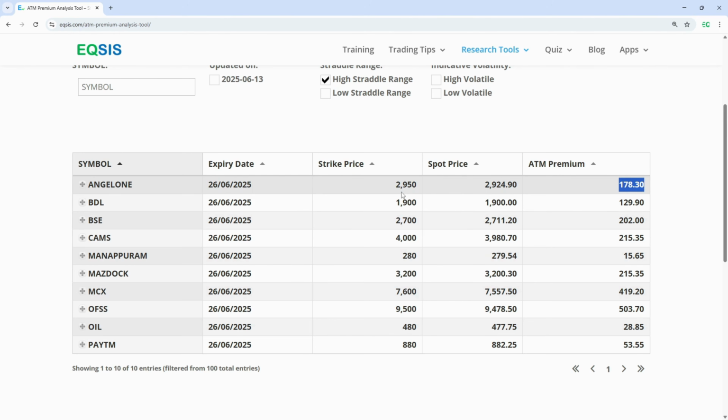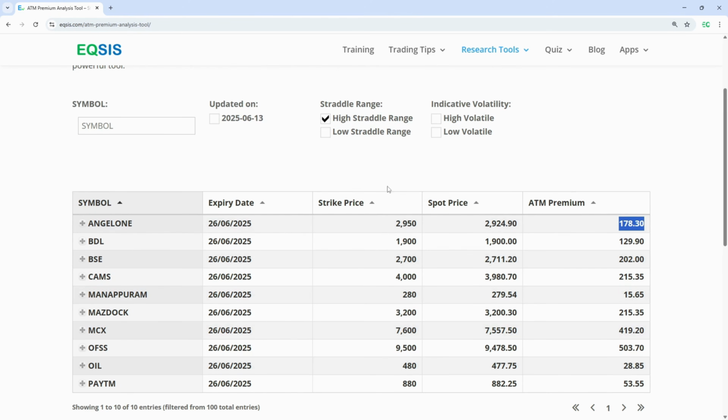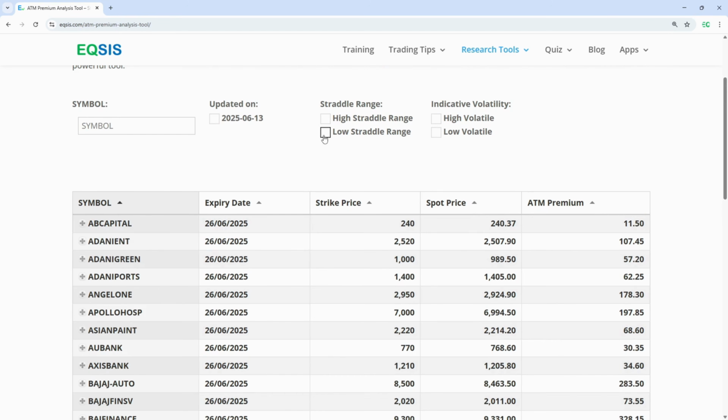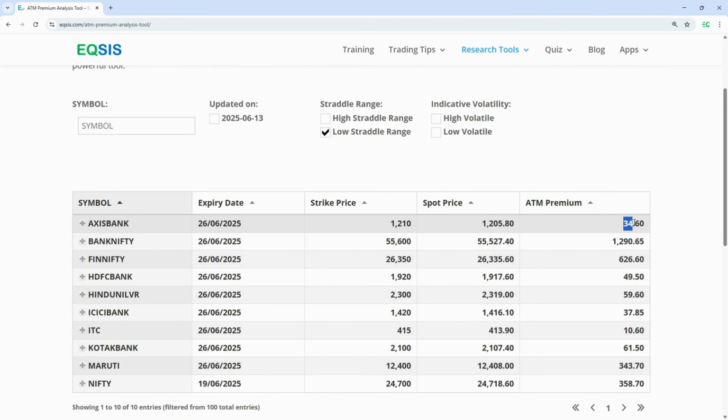Or the other way around, if you are a short straddle seller, then you have quite a good range to remain in profit, but you need to double check that with the volatility, which I'll come back to later. Here you also get to know about the low straddle range. If you pick a low straddle range, you see those premiums are peanuts with respect to their strike prices. They don't even get about 2%.